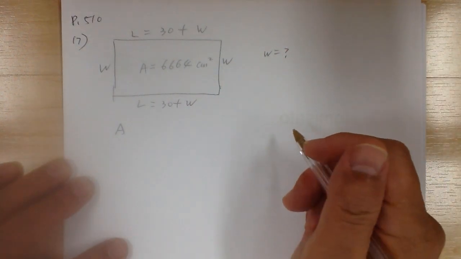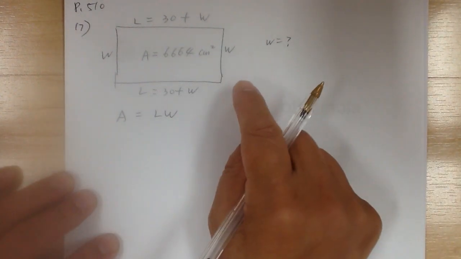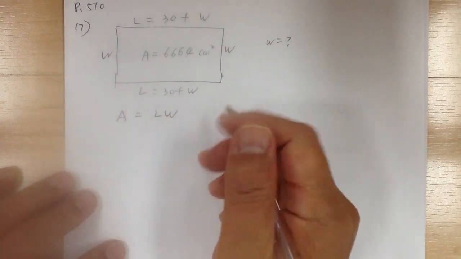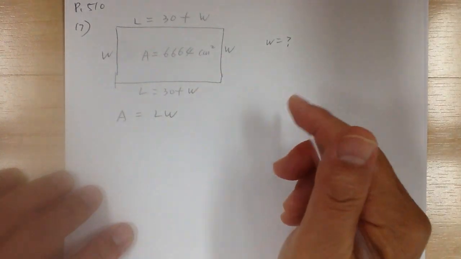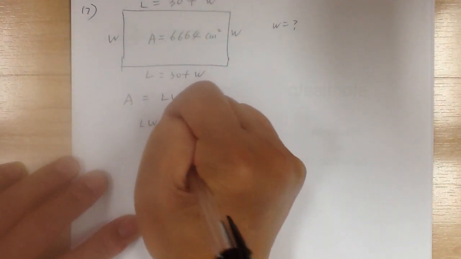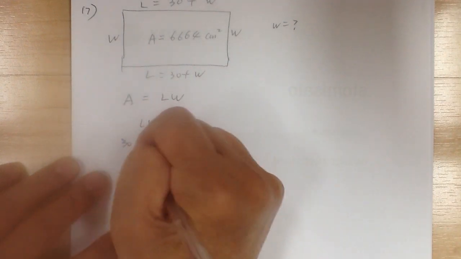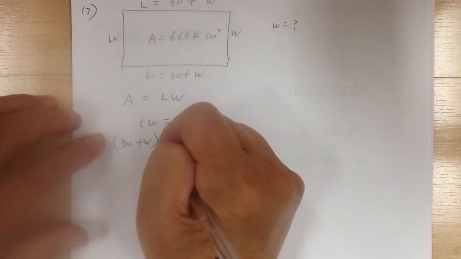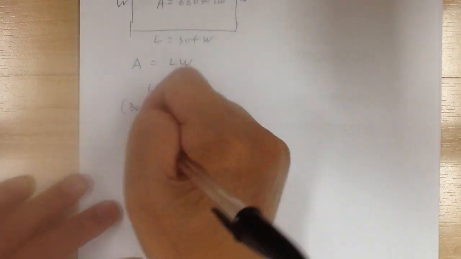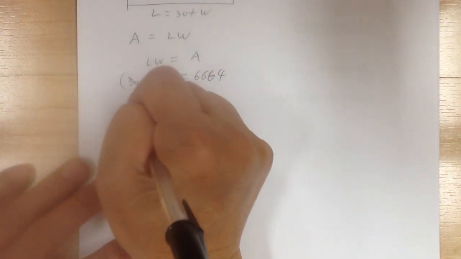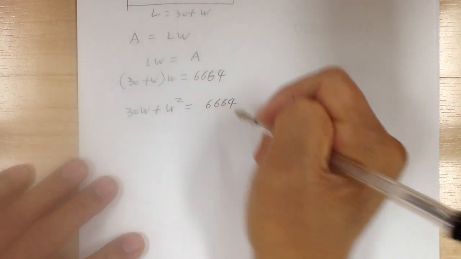Okay, so the area equal to length times width. And then you can substitute. And I'm going to put the area on the other side. I'm going to flip this over because the number is going to be on the other side. Okay, so L times W equal to area. So the length, whenever it's equal, that's your substitution. So it will be 30 plus W times W equal to area is 6664. And from here, you have to distribute to work it out. So you're going to get 30W plus W squared equal to 6664.